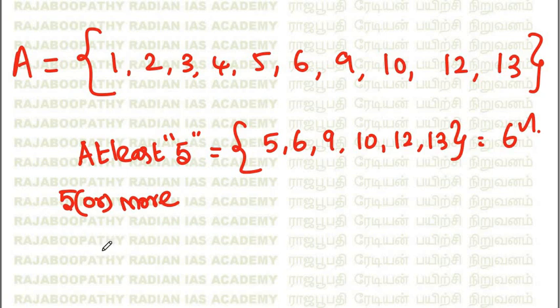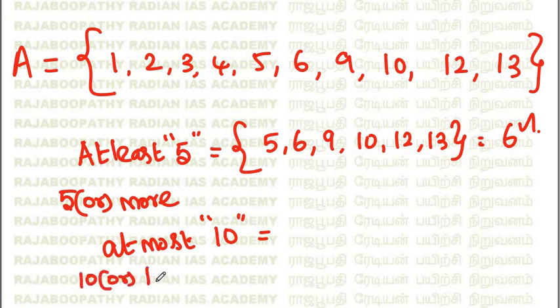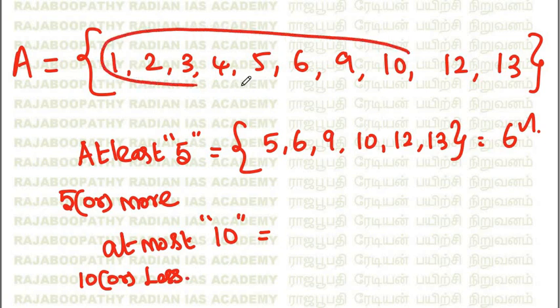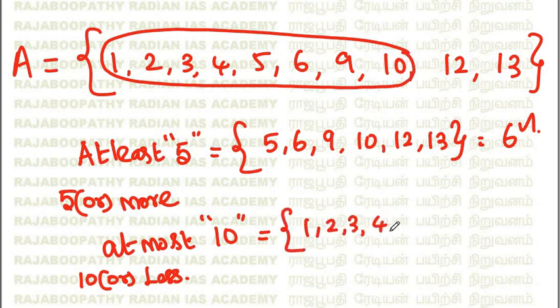Now tell me, how many elements in set A are at most 10? At most 10 means 10 or less. So 10 or less means these numbers: 1, 2, 3, 4, 5, 6, 9, 10. So totally how many? Understood? Any doubt so far? Okay.